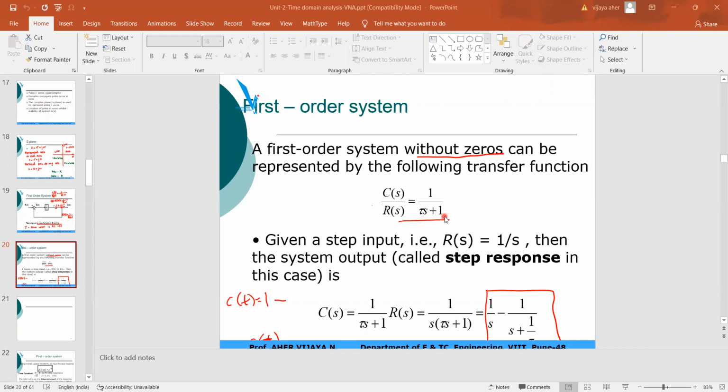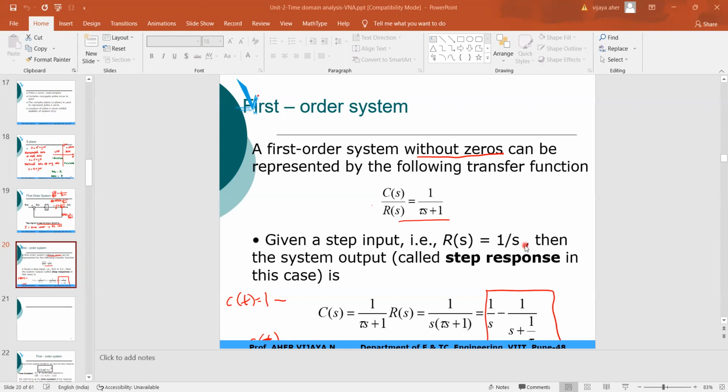Whatever is in the denominator, we call this a pole. And zeros are present in the numerator. So this is the equation for the transfer function of a first order system without zero. You have to remember this equation. Now the given step input is u of t is equal to 1. Laplace transform of 1 is nothing but 1 by s. So for the given step input, R of s is equal to 1 by s.